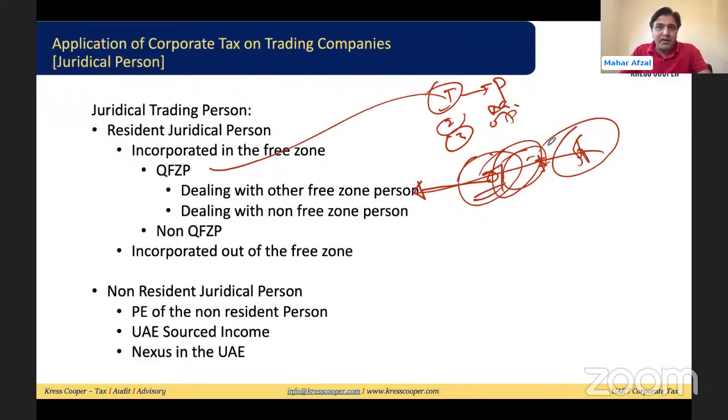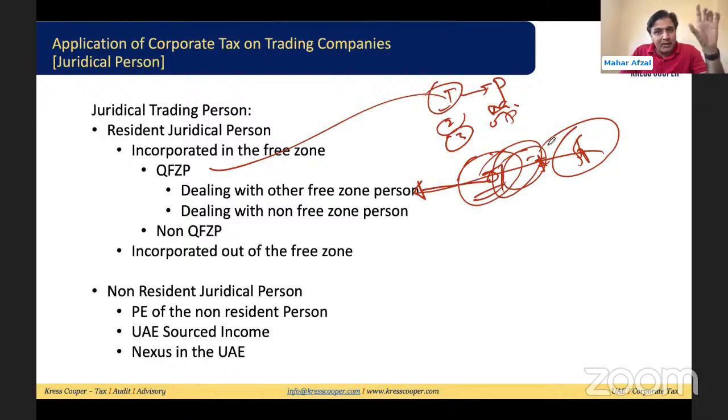Now, there is a possibility that the Jafza company has a transaction with a mainland party, a non-free zone person. If the Jafza company has any transaction with the non-free zone person, then the law says the Jafza company is selling the goods to a distributor or end user. This distributor might be anywhere across the globe.